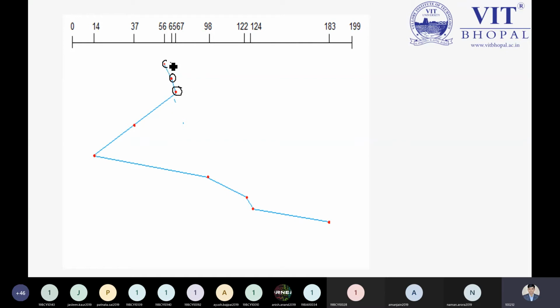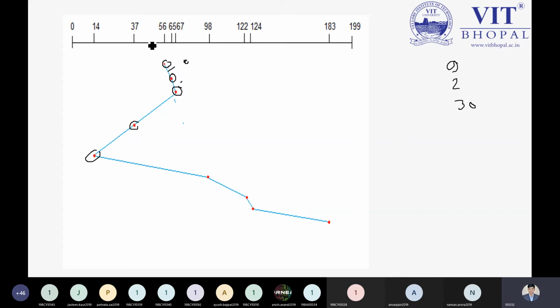So 65 minus 56, how much are we getting? 9. Yes, good. So I'm writing it over here. And then 65 to 67 I am coming, so 2. Then 67 to 37 we are coming, so we get a difference of 30. This distance is also known as the seek time or seek distance, as we noted already in our previous examples and slides. Now we got this value, and then 37 to 14.